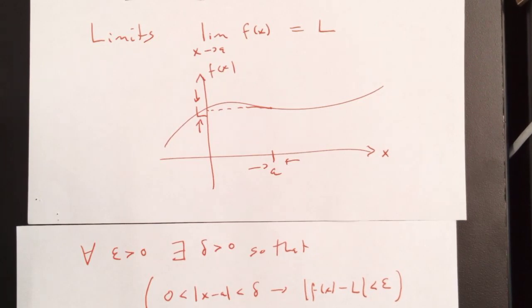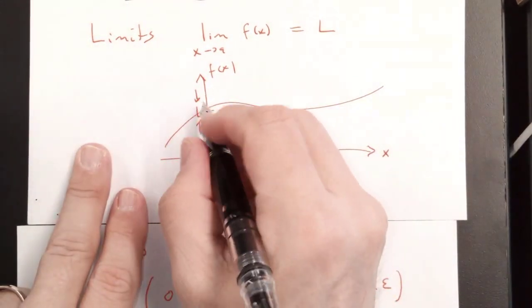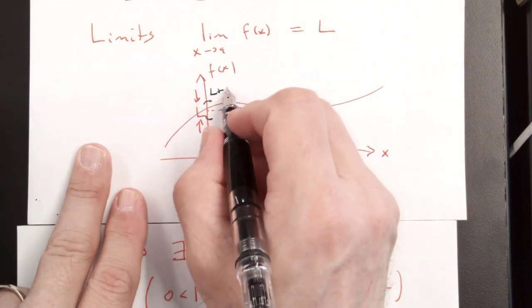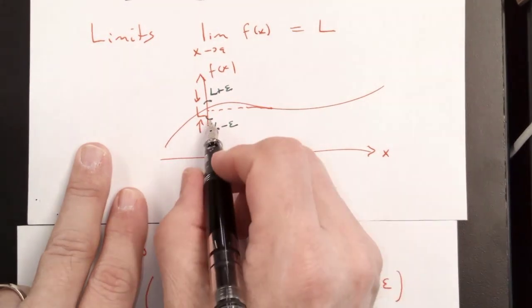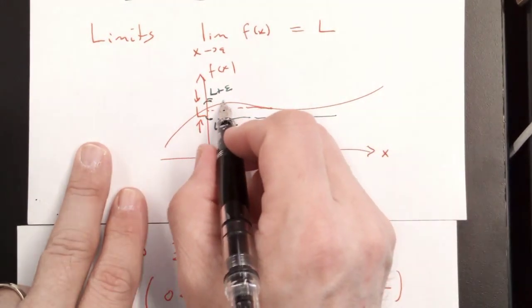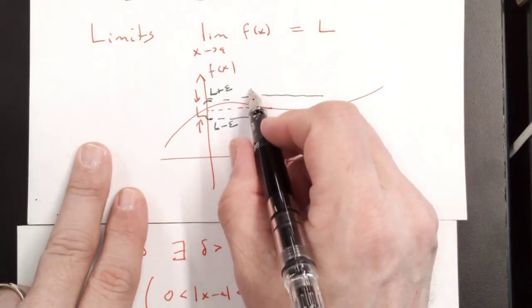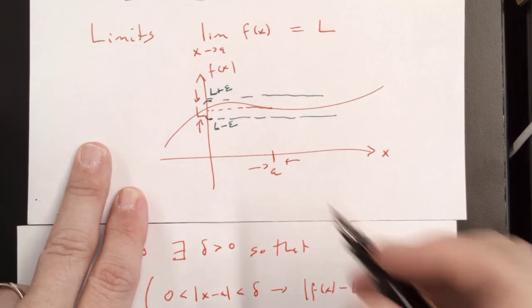This says, you tell me how close you want to be to L. That's epsilon. So I go back to this picture and I say, you define a little bit above or below L. So we have L plus epsilon, we have L minus epsilon. And I tell you how close you have to be for the y values to stay inside that little horizontal belt.